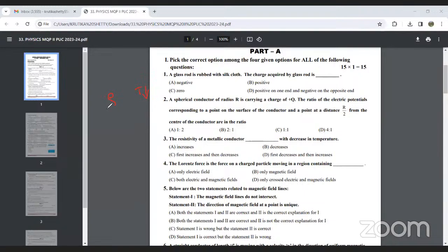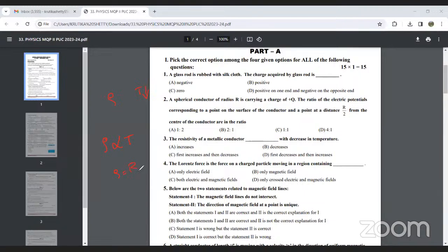Okay, who is answering? Vedavati is saying option B, that is decreases. What about other students? See here, you remember that resistivity is directly proportional to temperature. They are directly proportional. Understanding? Here, what is resistivity?